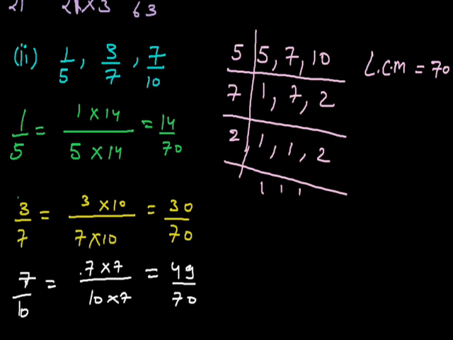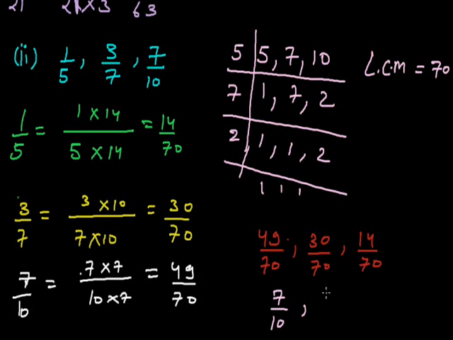Now the biggest number is 49 upon 70, then 30 upon 70, then 14 upon 70. So our final answer will be 49 upon 70, which means 7 upon 10, then we have 3 upon 7, then we have 1 upon 5. So this is the descending order.